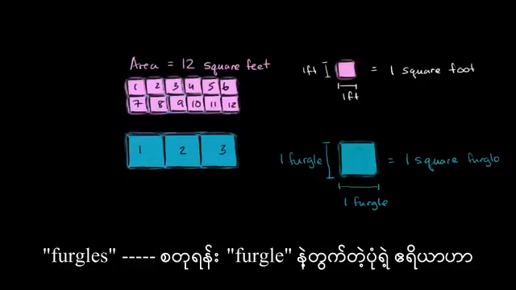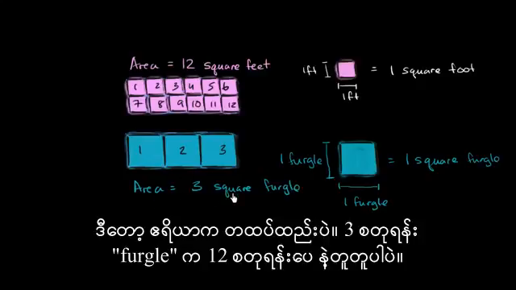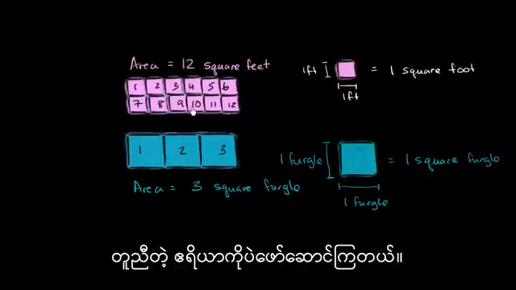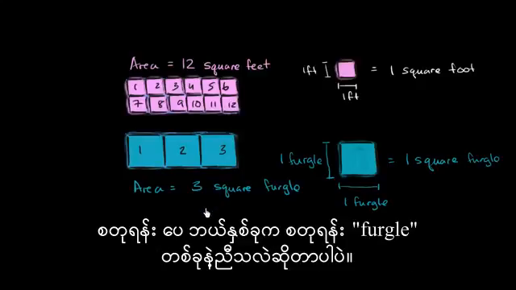The area of this figure in square fergles, I should say, is equal to 3 square fergles. So it's the same exact area. 3 square fergles is equal to 12 square feet, covering the exact same area. Now what I encourage you to think about is how many square feet make a square fergle?